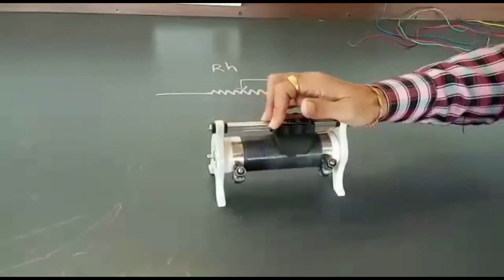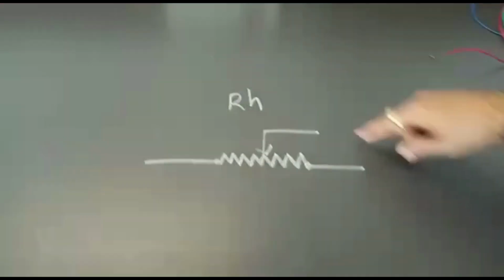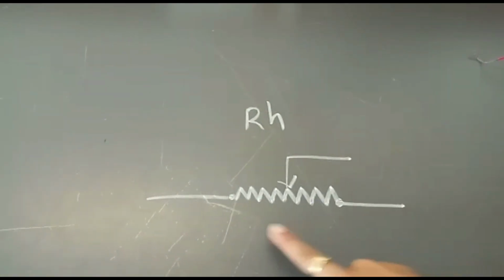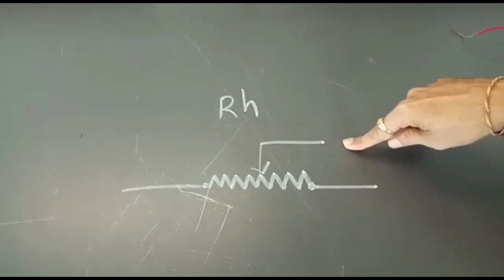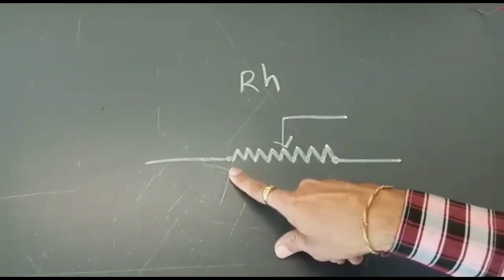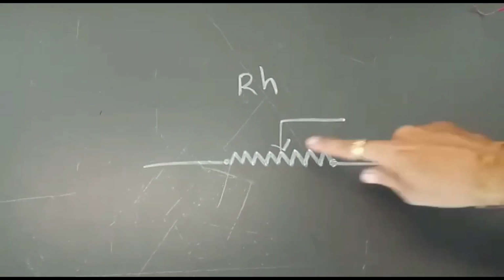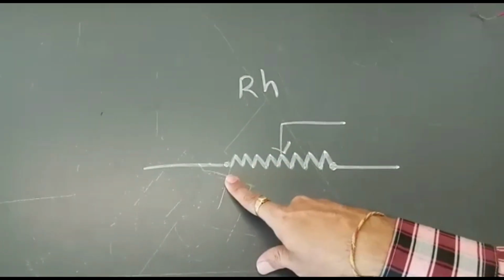The symbol of the rheostat is this. These two terminals are fixed terminals, while the upper terminal is a variable terminal. So always connect one at the upper terminal and the second at a lower terminal.